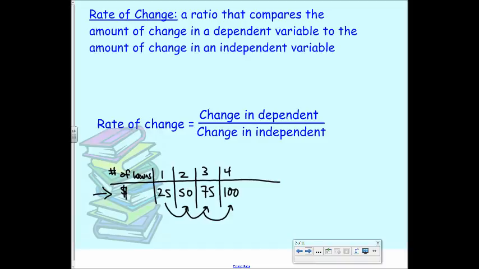The dependent would go on the top. The change in the dependent variable is 25. And then what's the change in the independent variable? It's going up by 1. All right? So the rate of change then would be 25 over 1. Could you just write that as 25? Yes, but because we're talking about a ratio, a lot of times we want to keep that 1 in there as a placeholder so that we know that that rate of change is actually 1 because the number of lawns he mows does go up.